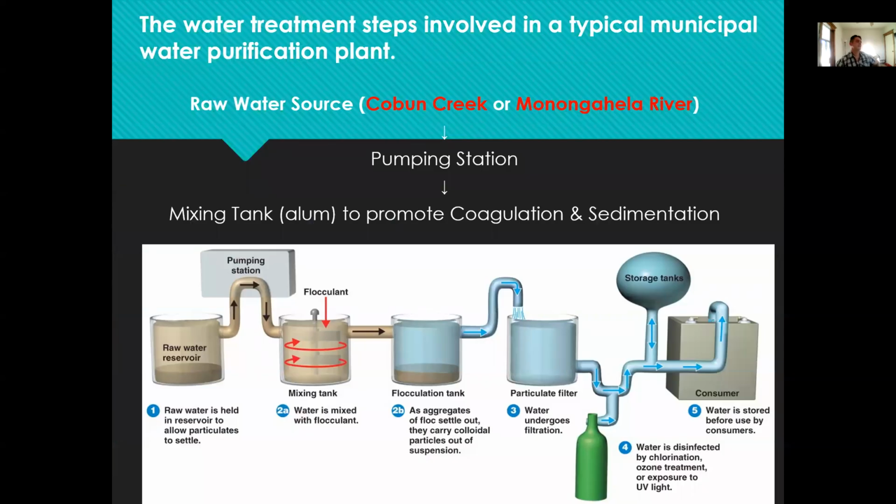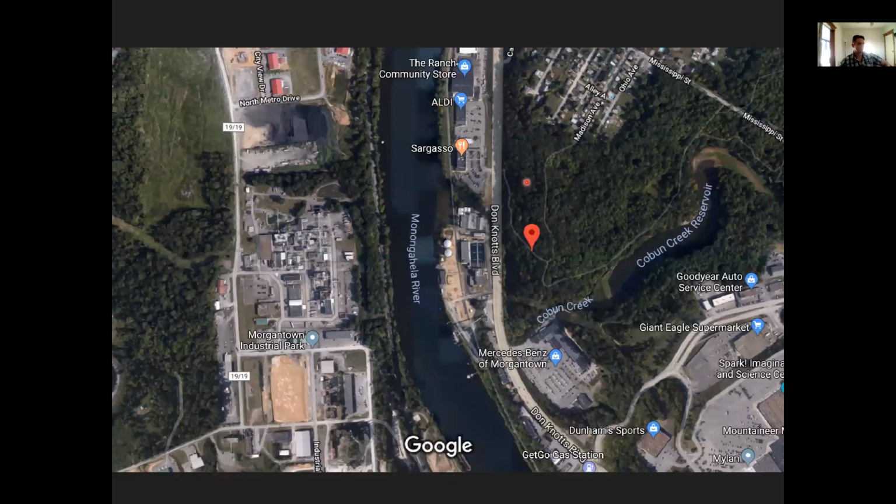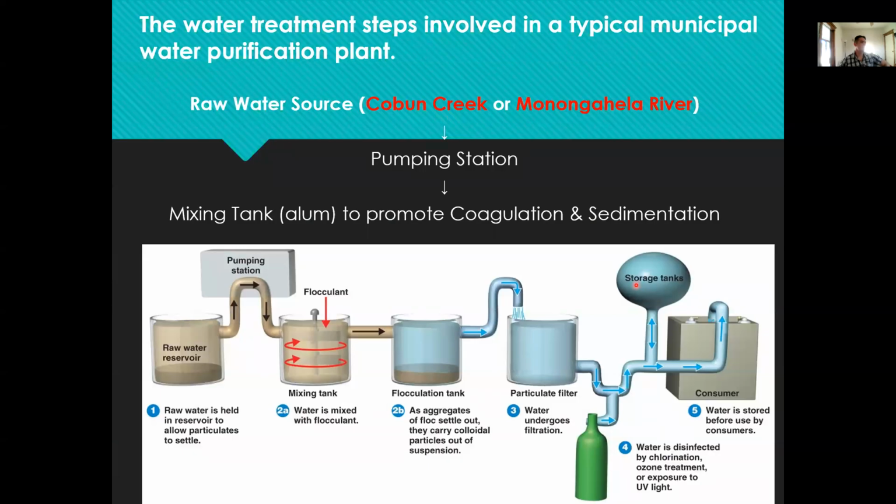So looking at the water treatment steps involved in a typical purification plant. So first you will start, of course, with a raw water source. In our local example, this can be either from Coburn Creek. So if I jump back one, you can see this is Coburn Creek over there. Or it can be from the Monongahela River. From the raw water source, it will be moved to a pumping station. So here you can see the raw water being moved to a pumping station up there.